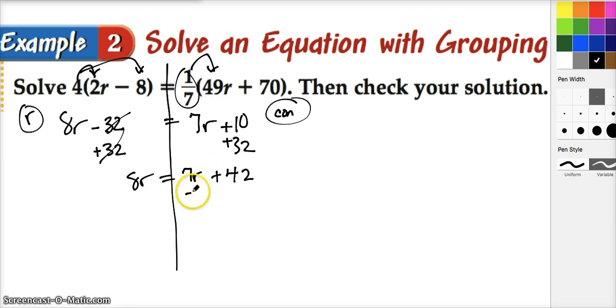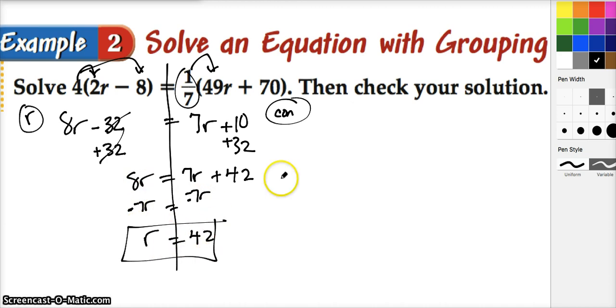I'm going to subtract 7r from this side because I only want constants here. And when I do that, I'm left with negative 7r. I'm left with r, which is equal to 42. And I'm done. Let's check it.